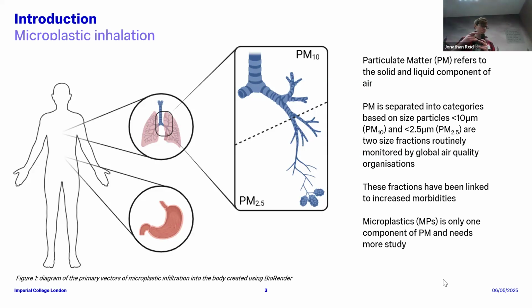These are particularly relevant to a lot of air quality monitoring organizations because they are the primary size fractions that can enter the lung and the deeper lung systems, which means they have a lot more link to increasing morbidities and health conditions, such as cardiovascular and pulmonary conditions. In recent years, it has been established that microplastics are a contributing factor to particulate matter, but it's not as well known in what way they contribute.